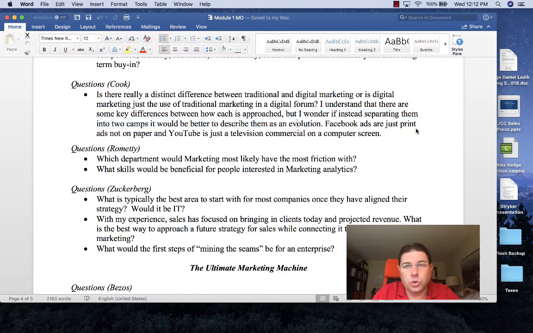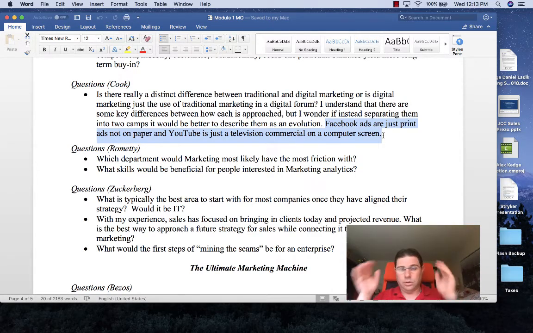It is an evolution. All right, I'm with you. It is an evolution. Facebook ads are just print ads, not on paper, and YouTube is just television. No. There is nothing similar to a Facebook ad compared to a print ad, and there's nothing similar to YouTube compared to a television commercial. No. The amount of data that you get out of a Facebook ad versus the amount of data you get out of a print ad is light years different.